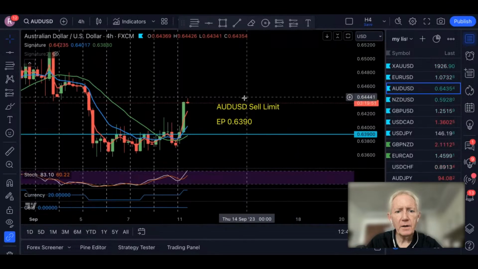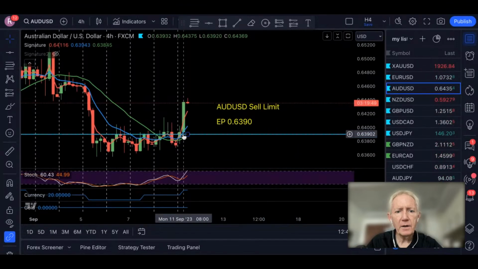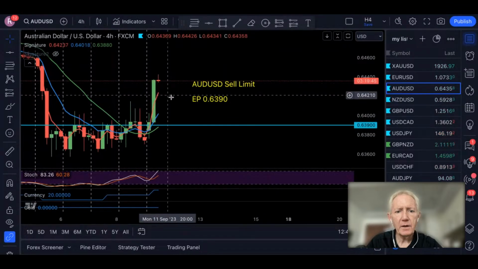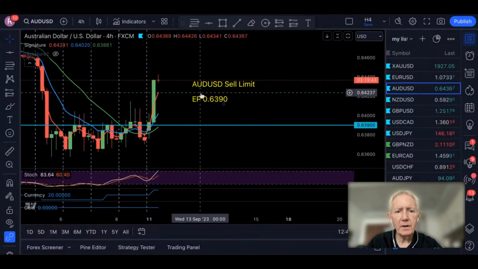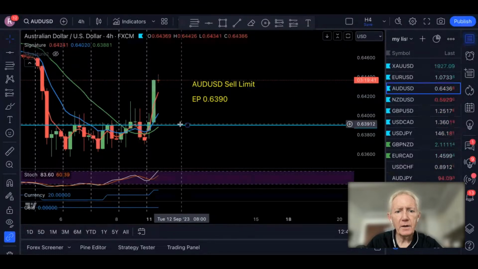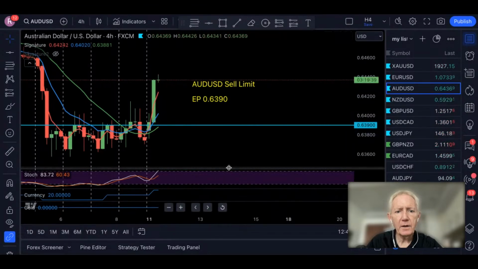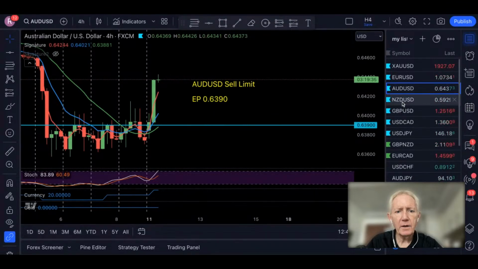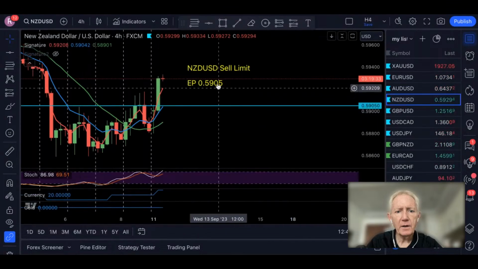The Aussie US would be the same. This has already rocketed up with the opening of the Asian Pacific market, a huge move on the Australian dollar. So this would be a sell stop. The entry price for a short order is 0.6390.